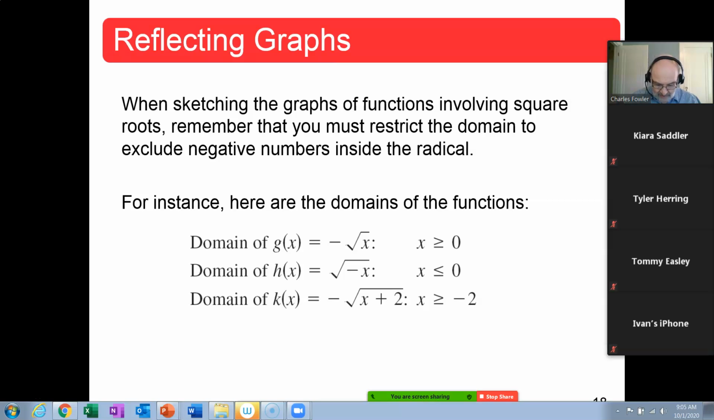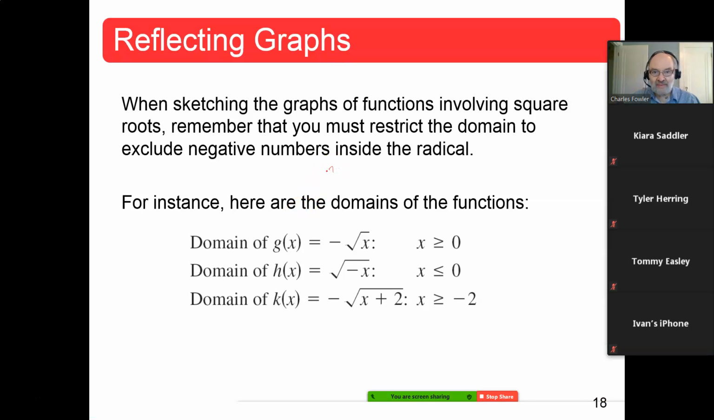Well, if you just had the square root of x, obviously anything under a square root or any even root has got to be non-negative. So this says x has to be greater than or equal to 0. Putting a minus sign in front doesn't change what's under here. The x still has to be greater than or equal to 0.